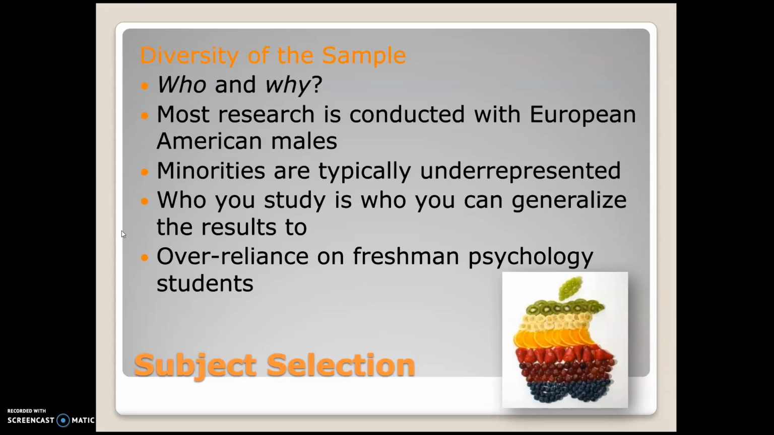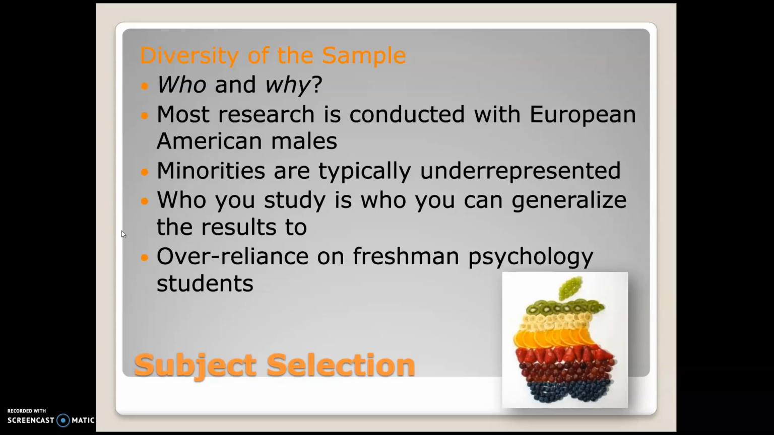So diversity, as we talked about in previous chapters, we want our sample to be diverse, but there is a limitation to this. There is such a thing as excessive heterogeneity. Most research, of course, is conducted with European American males, so white males, right? Actually, this number is changing. In fact, it's most likely white females who are participating in the research. But minorities, regardless of the topic, are almost unanimously underrepresented.